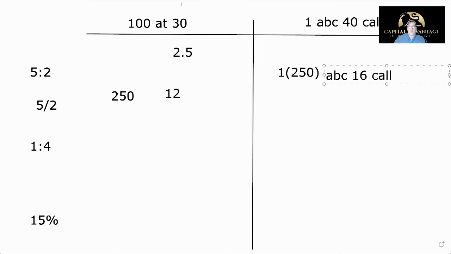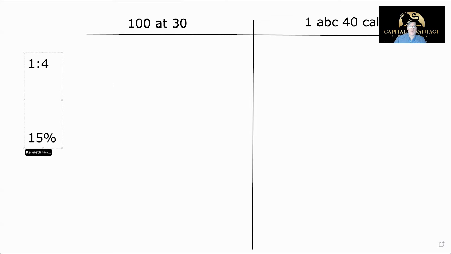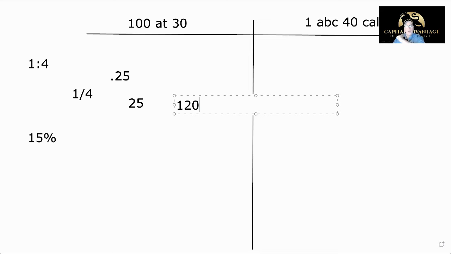Let's get rid of this one now. Okay, first step is always first divided by the second. So I'm going to do 1 divided by 4. I'm not going to do it in my head. 1 divided by 4 equals 0.25. So that's my new multiplier. I'm going to do 0.25 times 100. 100 times 0.25 equals 25. And then 30 divided by 0.25 equals 120. So now my new shares, I have 25 shares at 120. Boom, boom, boom. There we go.